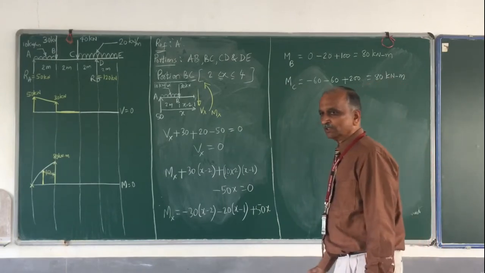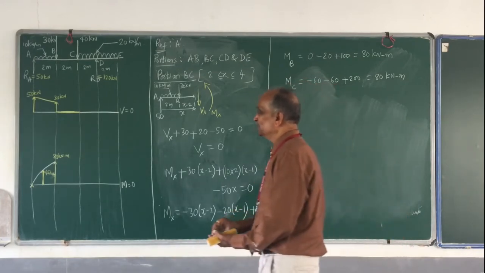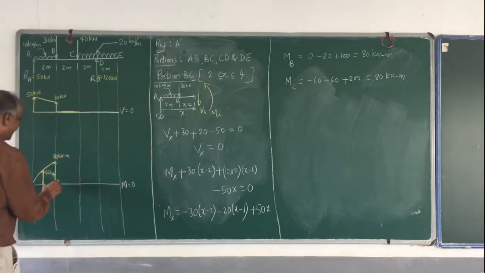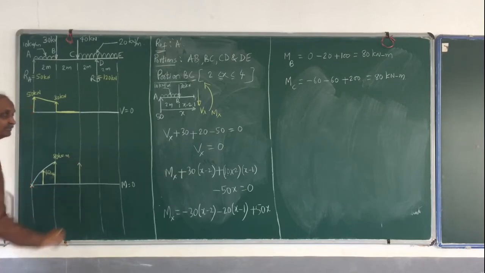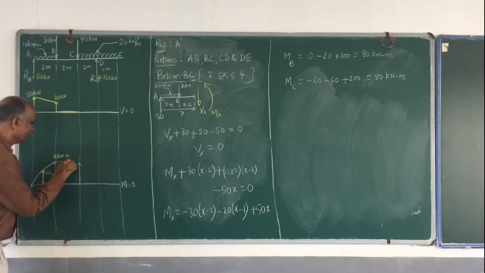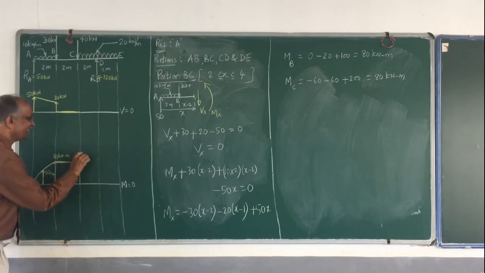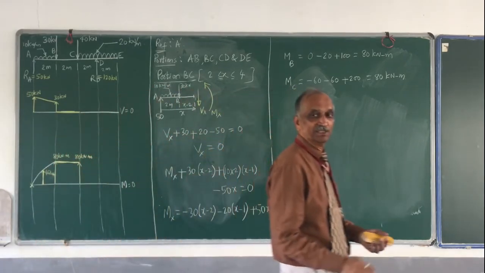It is a straight line variation. Bending moment at B is 80 kilonewton meter. Bending moment at C also is 80 kilonewton meter. And this also is 80. Okay. So how does it vary in between? It is a straight line. Here also 80, here also 80. This is 80 kilonewton meter, not per meter.